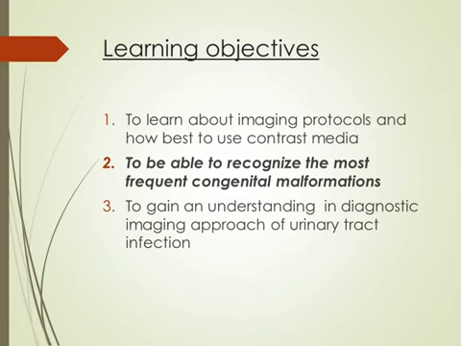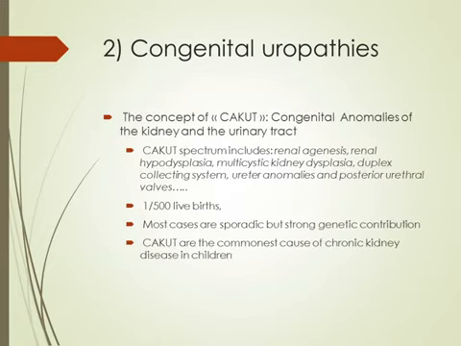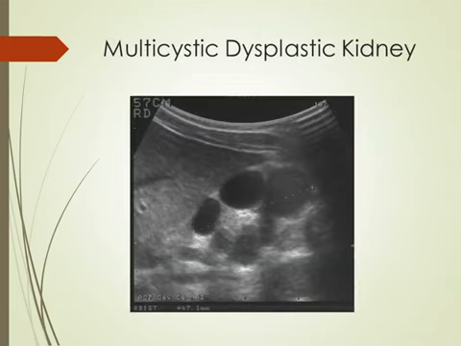The second learning objective is to be able to recognize the most frequent congenital malformations, and one concept you should be familiar with is the concept of CAKUT, which corresponds to congenital anomalies of the kidney and the urinary tract. It includes a wide spectrum of anomalies, from renal agenesis, multicystic kidney, duplex collecting system, ureteral anomalies, and posterior urethral valve. It's quite common, 1 over 500 live births. Most cases are sporadic, but there is a strong genetic contribution. It is the commonest cause of chronic disease in children.